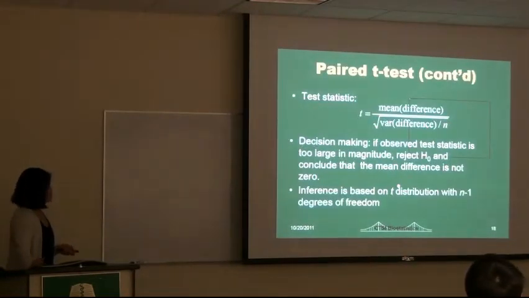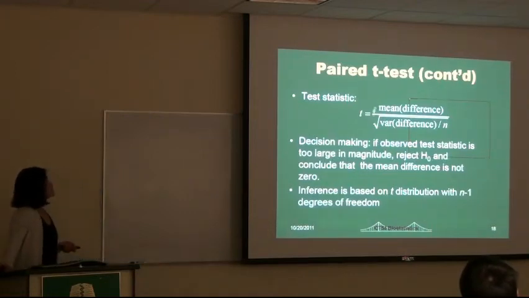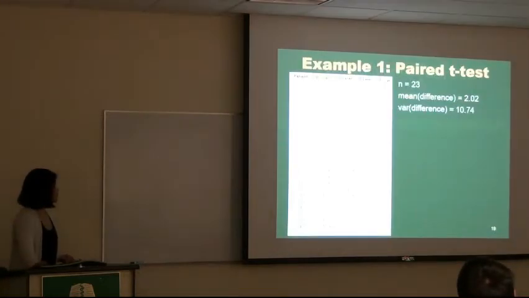Okay. So the test statistic used here is a t-test. The test statistic is the ratio of the mean difference versus the standard error of the mean difference. And the decision-making procedure is if you observe a test statistic that is too large, then you reject the null hypothesis. If it's not, then you can accept the null hypothesis. And the inference is based on a t-distribution with n-1 degrees of freedom.